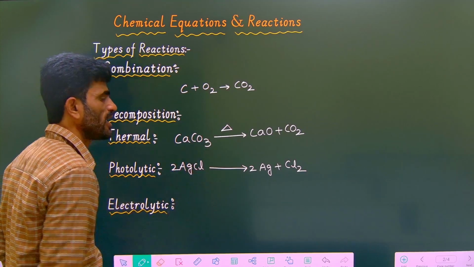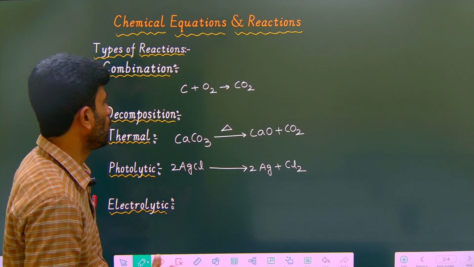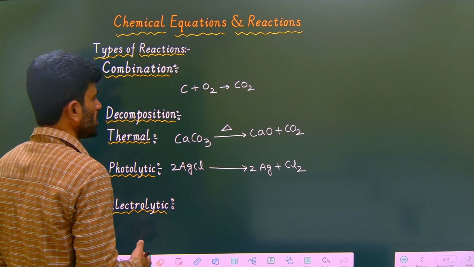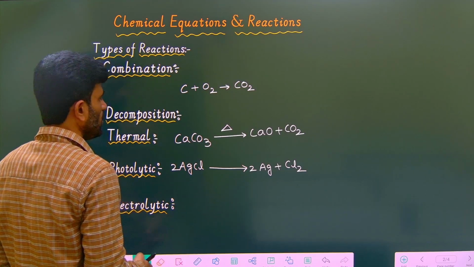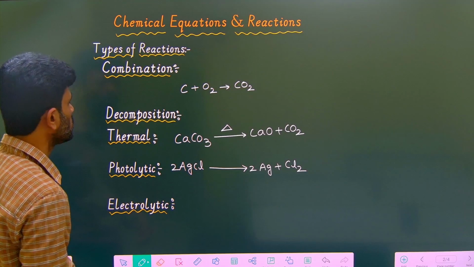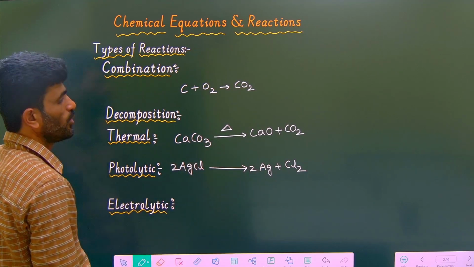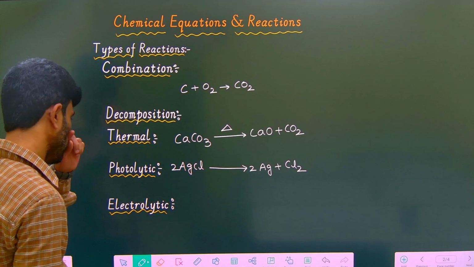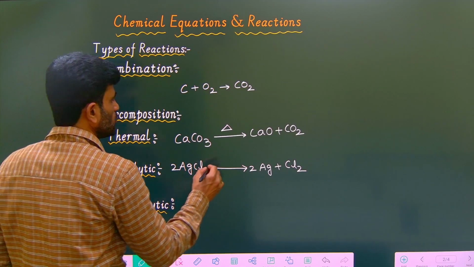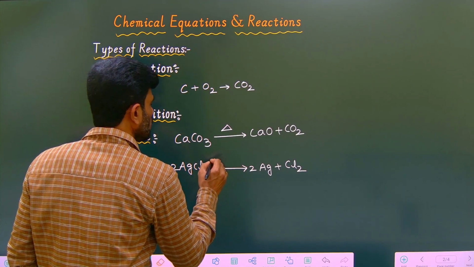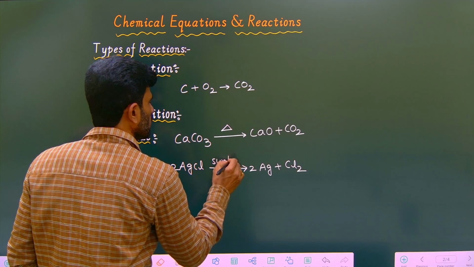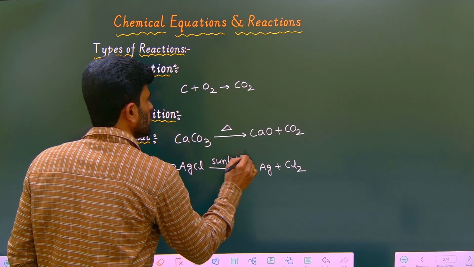When you read about one reaction, you try to know its uses and applications also, so that it will help you to answer all types of MCQs. So silver chloride is converted into silver and chlorine. It is decomposed. This is one more example in which the presence of sunlight, that is, light energy, is used.